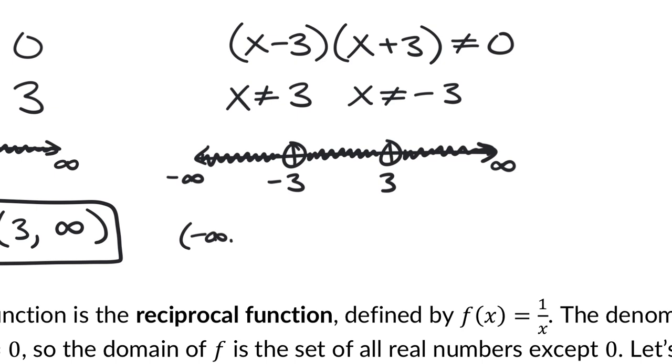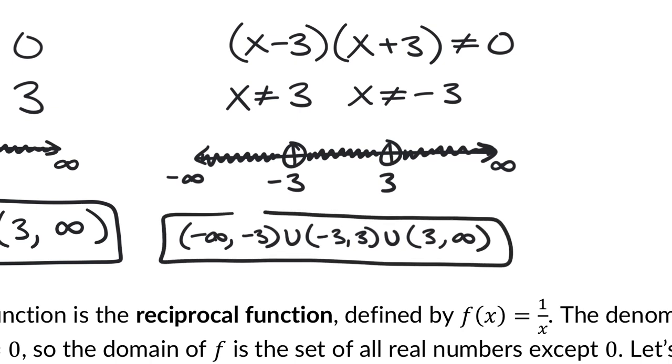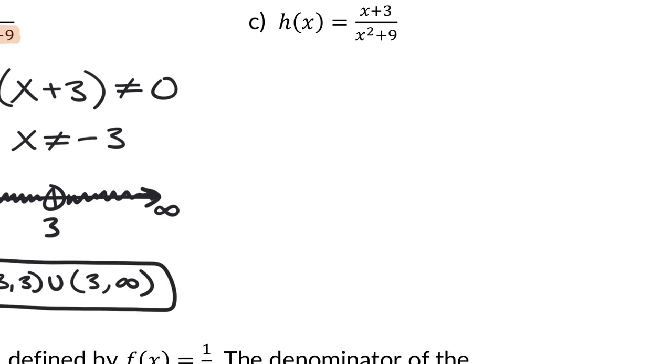Negative infinity to negative 3. Union. Negative 3 to 3. Yes. And union 3 to infinity. Awesome. So we just cannot let the denominator equal 0 because you can't divide by 0. So all we care about for the domain is making sure that denominator is not 0. Questions, comments, concerns? Okay, cool. What about the last one?